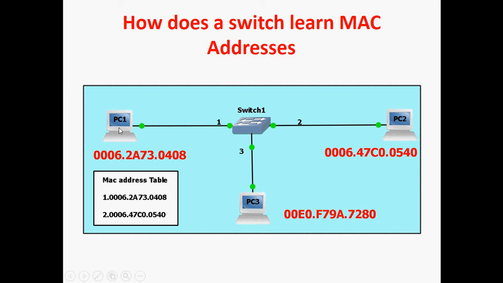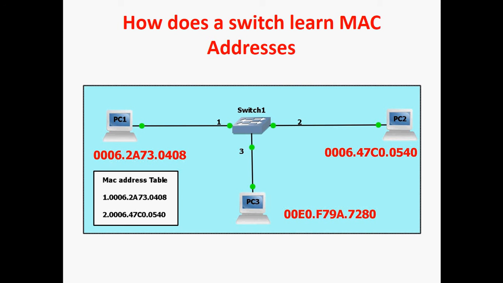PC1 tries to communicate with PC2. PC1 knows its own MAC address and PC2's MAC address as well. So it will send the frame to switch 1. The source MAC address is PC1's MAC address and the destination MAC address is PC2's MAC address. In switch 1 there is no entry in the MAC table. The switch receives the frame on FastEthernet 1 and checks the source MAC address. The source MAC address is not present in the switch's MAC address table.